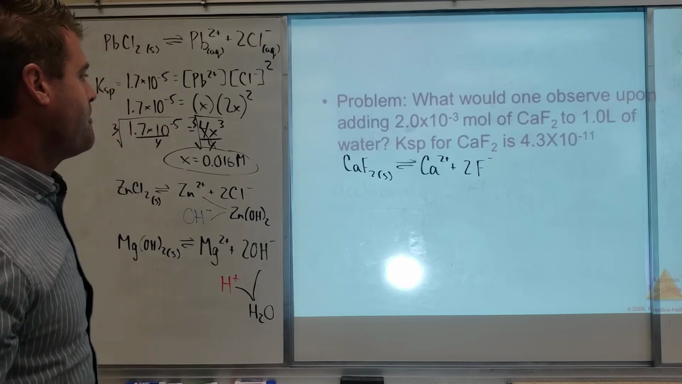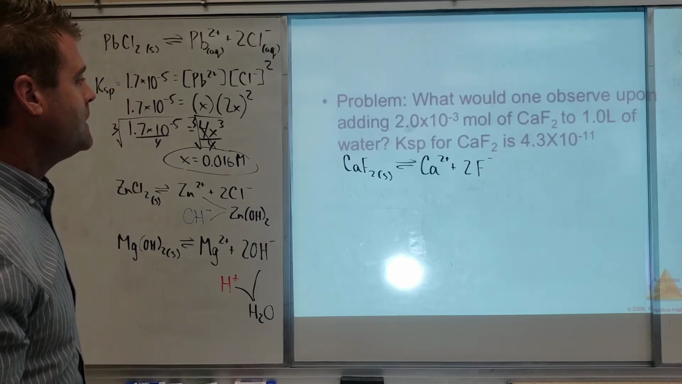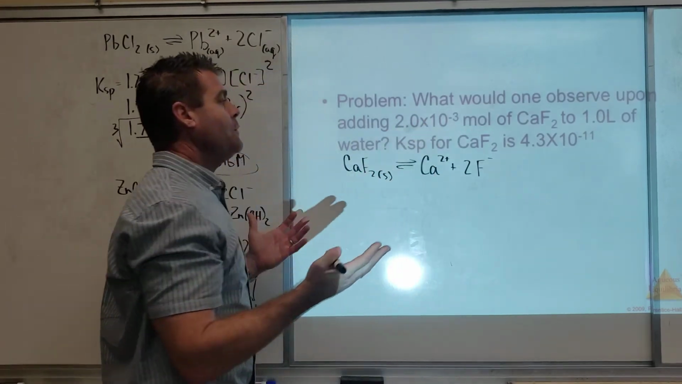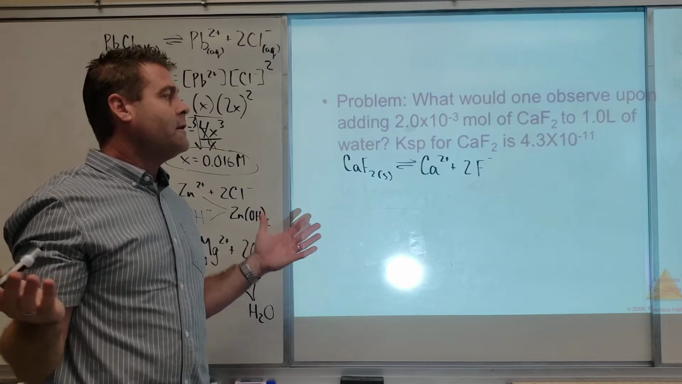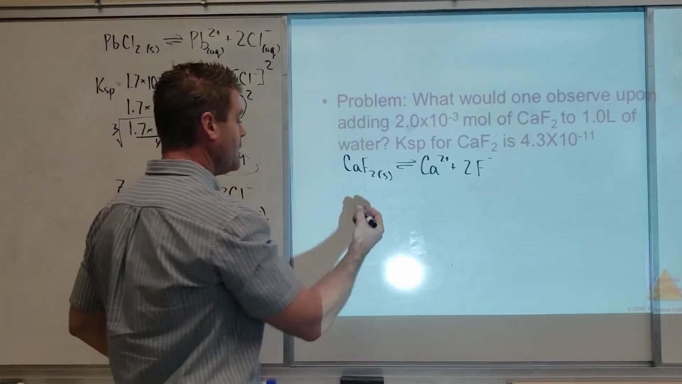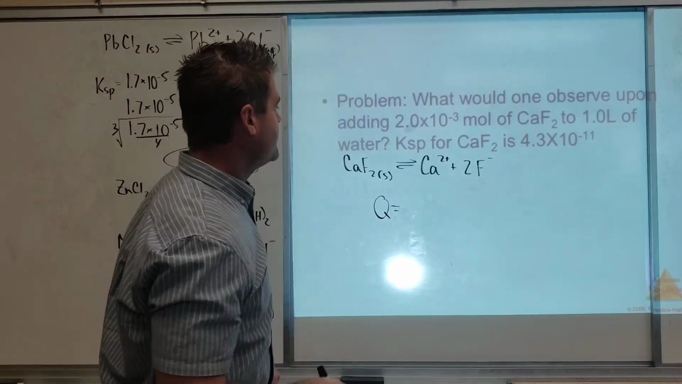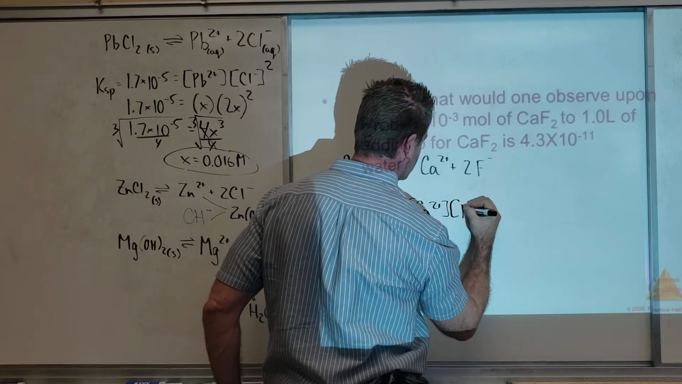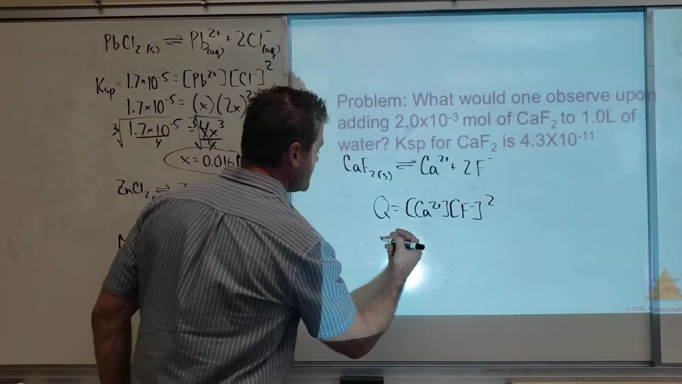Or actually, in this one, let's just do it. But let's use the values that they gave us. At this point, let's say we don't know if it's at equilibrium. So what are we going to call it? We're going to call it Q. It's set up the same way. What is our Q expression? Wouldn't it be the concentration of calcium ions times the concentration of fluoride ions, but then you've got to square it? So that's what we've got.